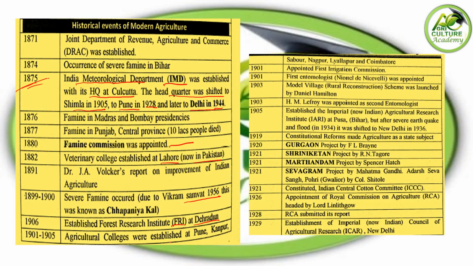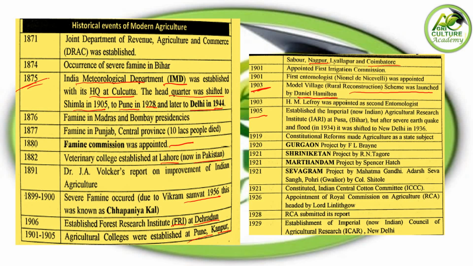In 1901 to 1905, agricultural colleges established at Pune, Kanpur, Sabour, Nagpur and Coimbatore. Appointed the First Irrigation Commission in 1901, and in 1901 the first entomologist Lionel de Nicéville was appointed. In 1903, the Model Village Rural Reconstruction Scheme was launched by Daniel Hamilton. This one is also an important question. In 1903, H.M. Lefroy was appointed as the second entomologist. In 1905, the Imperial, now Indian Agricultural Research Institute (IARI), was set up at Pusa, Bihar. In 1934, after a severe earthquake and flood, it was shifted to New Delhi in 1936.